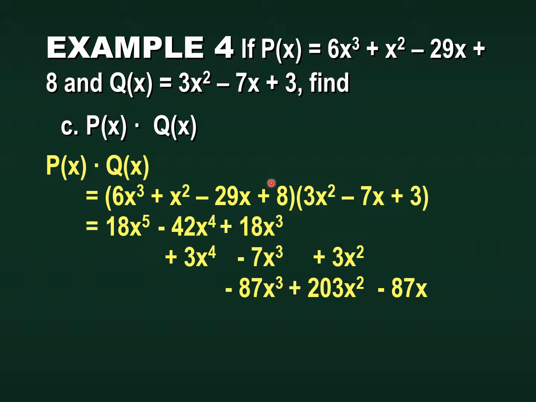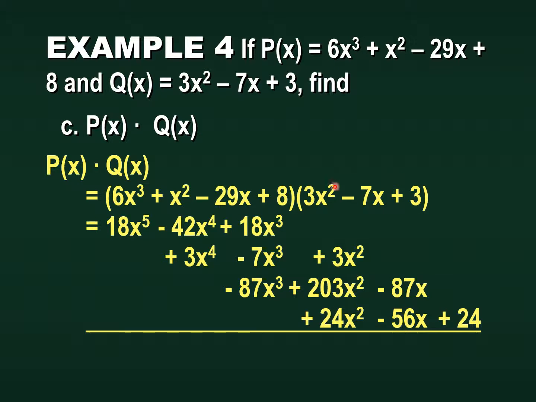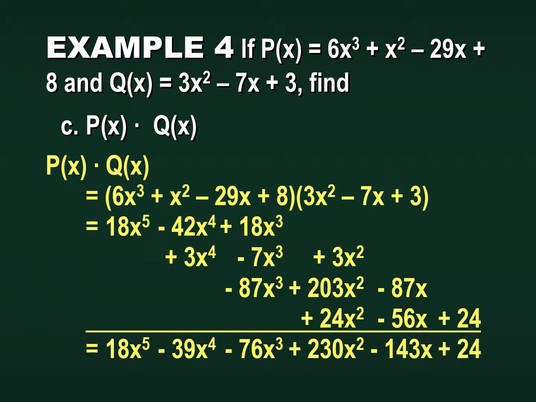Now our next term, which is 8. 8 times 3x squared is 24x squared. 8 times -7x is -56x. And then 8 times 3 is 24. Now we add all of that together, and we end up with our final answer.